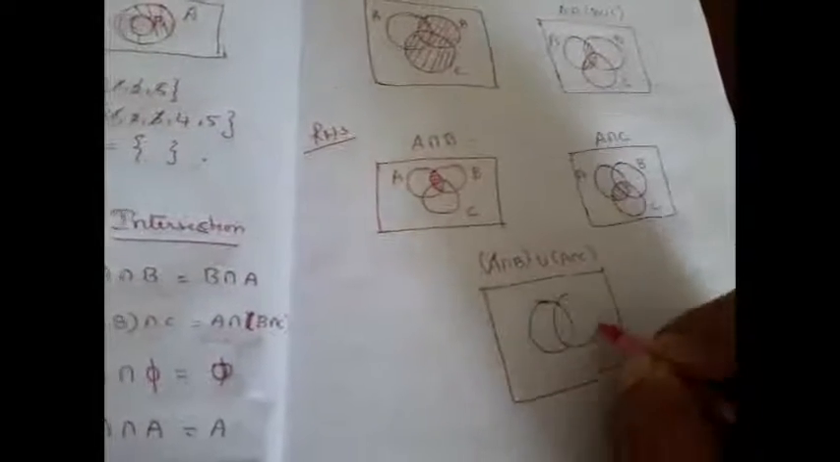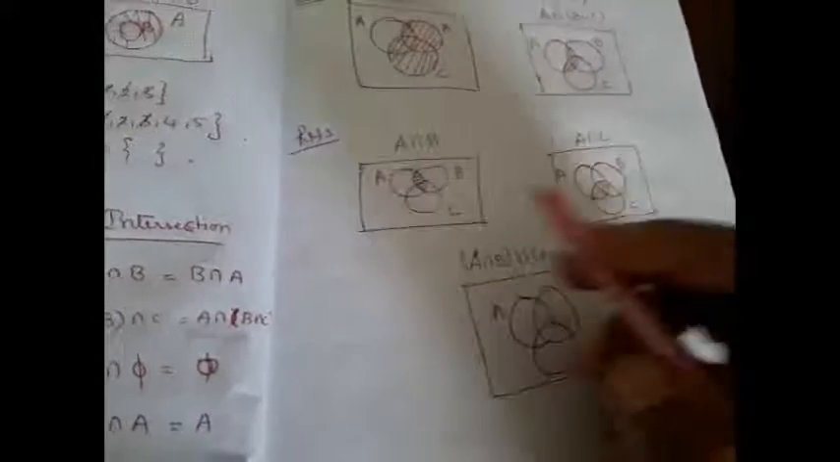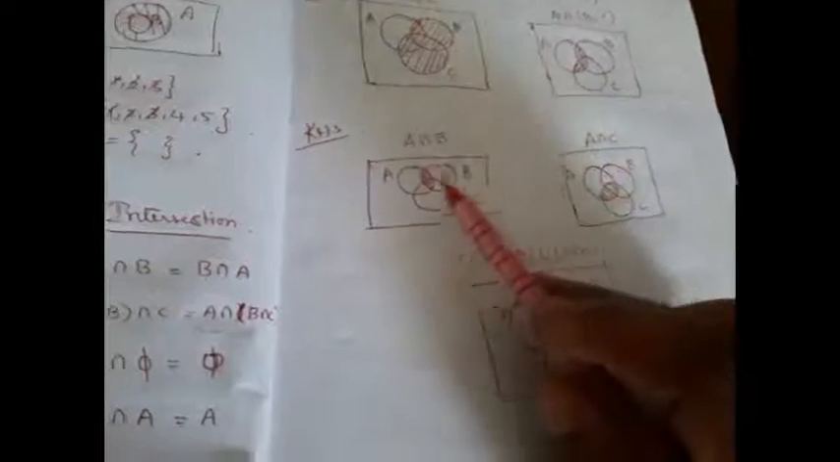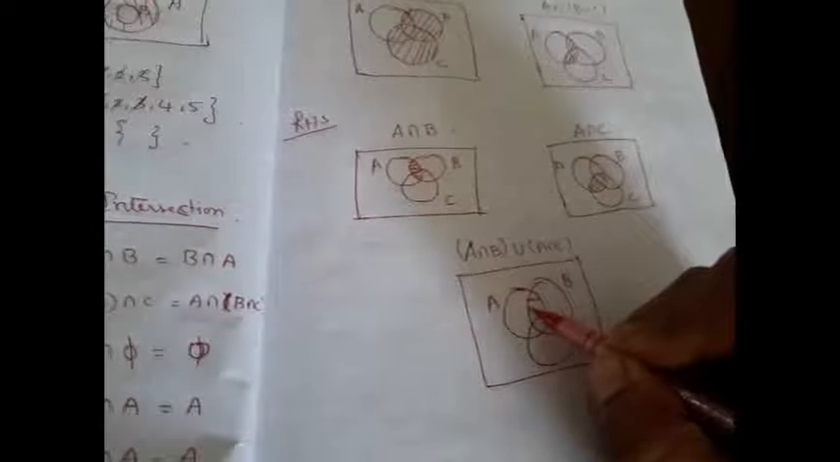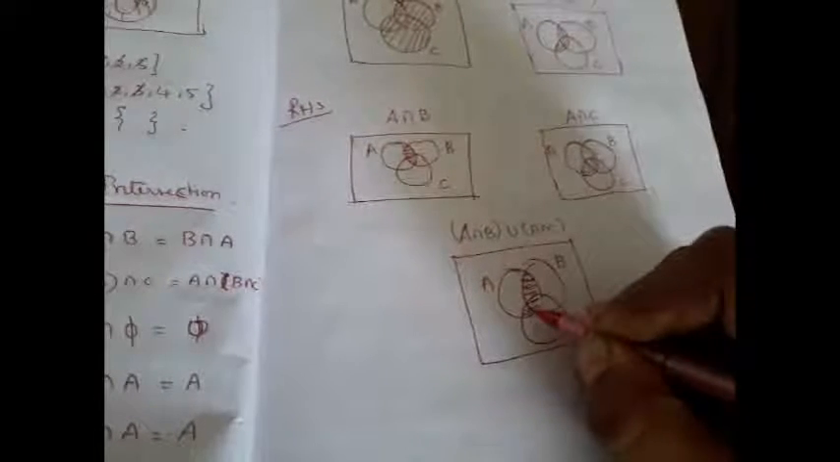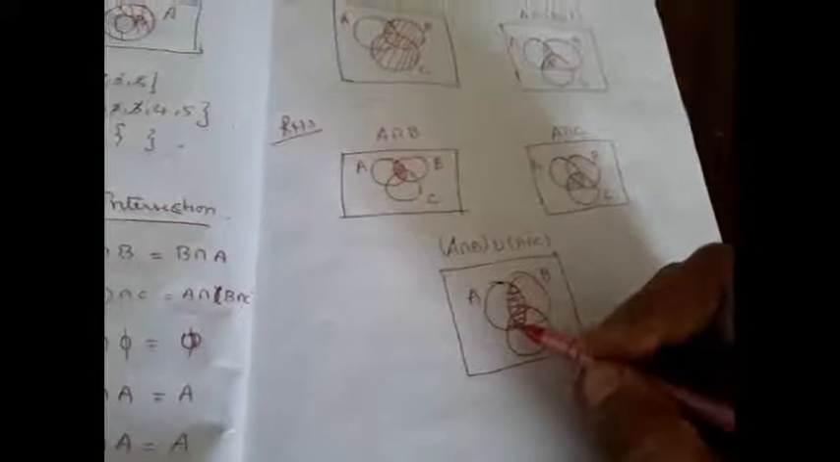So draw 3 circles. This is A, B, C. This is A intersection B, this is A intersection C, and we need to find the union of these two. Union means we have to shade this region as well as this region. So first shade this region where we have shaded in A intersection B, and where we have shaded in A intersection C, this region, and already this is shaded, and we know in a set repetition is not allowed. So this is A intersection B union A intersection C.